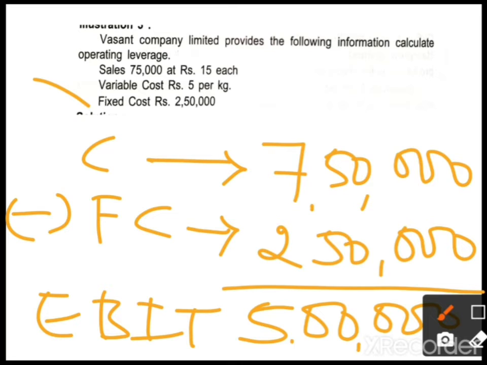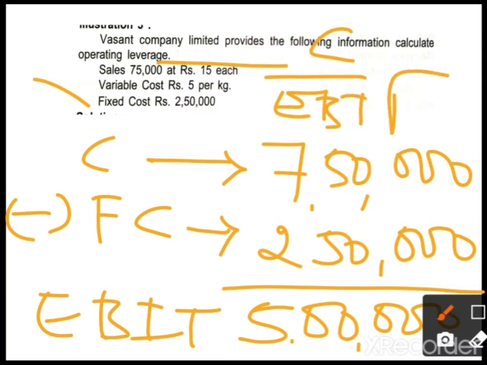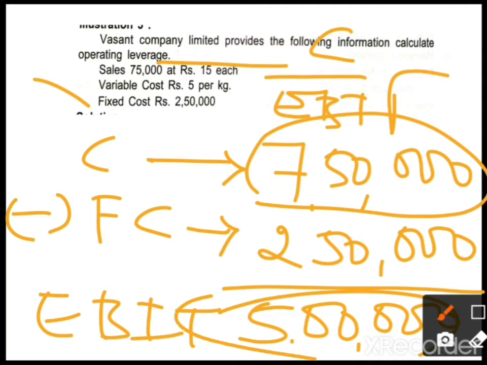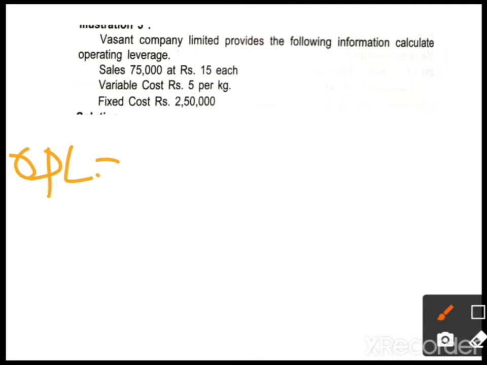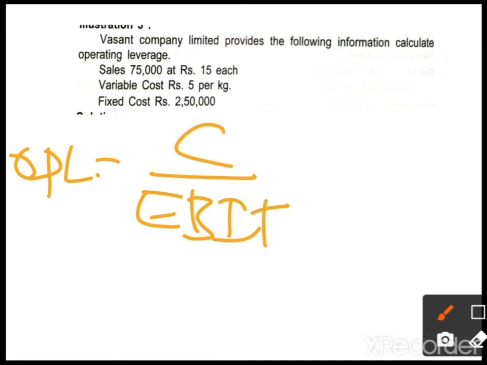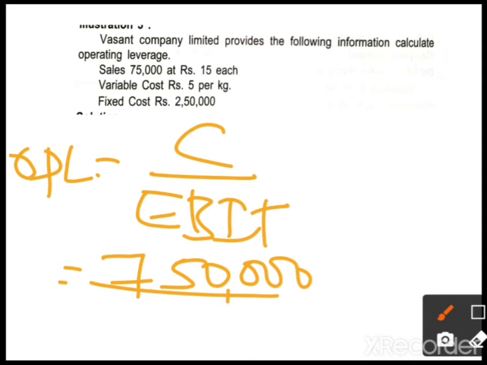So now what is the requirement to calculate the operating leverage? Operating leverage is equal to contribution divided by EBIT. Yes, we have the contribution and we have the EBIT. So let us simplify the formula. Operating leverage is equal to contribution divided by EBIT. The contribution we already calculated, that is 7,50,000, divided by EBIT, which is 5 lakh rupees.